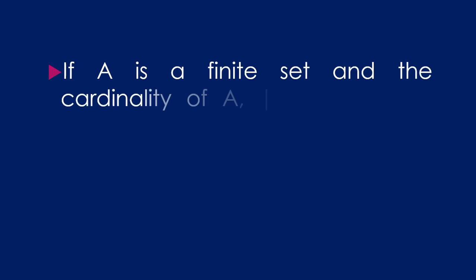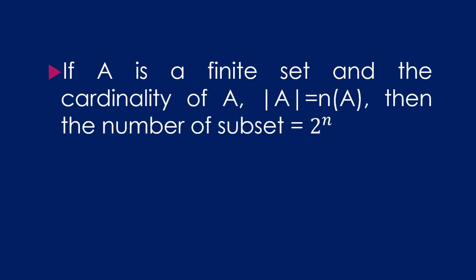Now let's look at number of subsets. If A is a finite set and the cardinality of A, that is, absolute value of A is equal to n of A, then the number of subsets of the set A is simply equal to 2 to the power n. This simply means that the number of subsets that we can derive from the set A is given by the expression 2 to the power n.